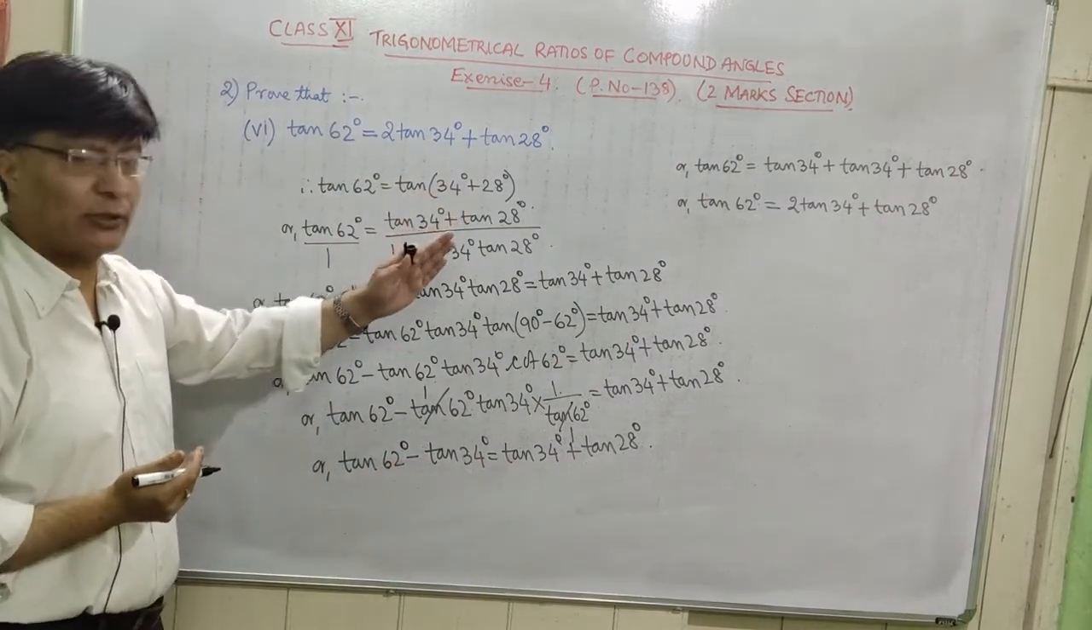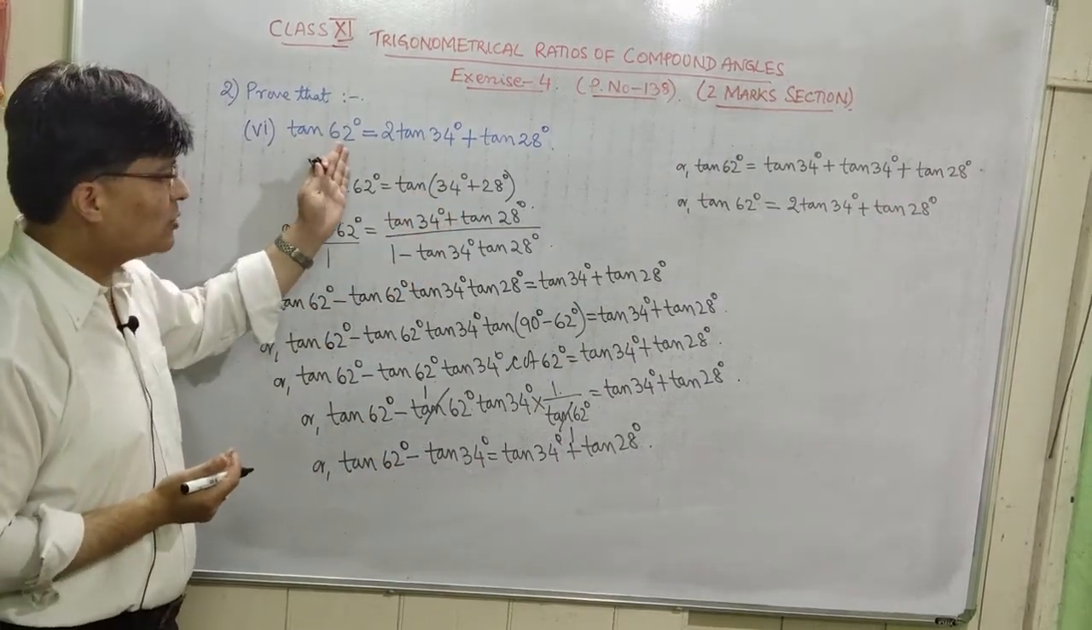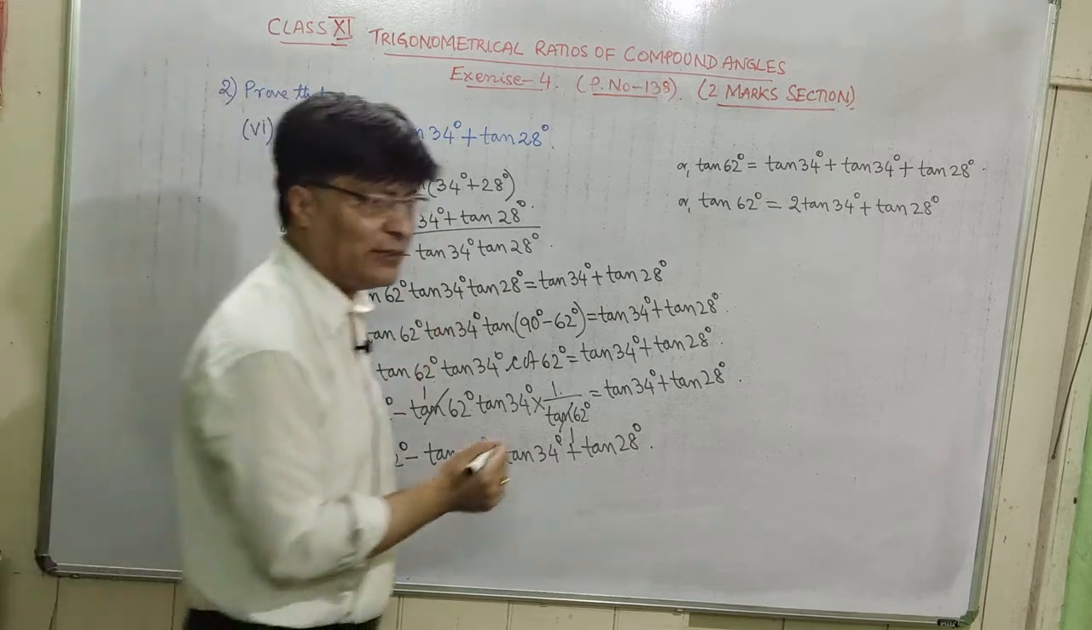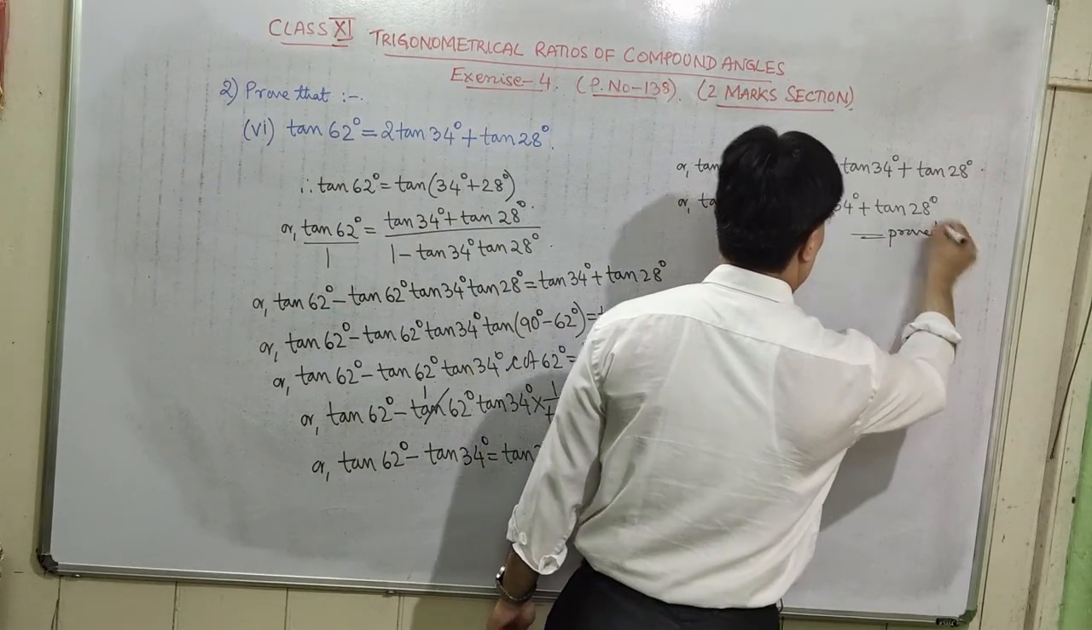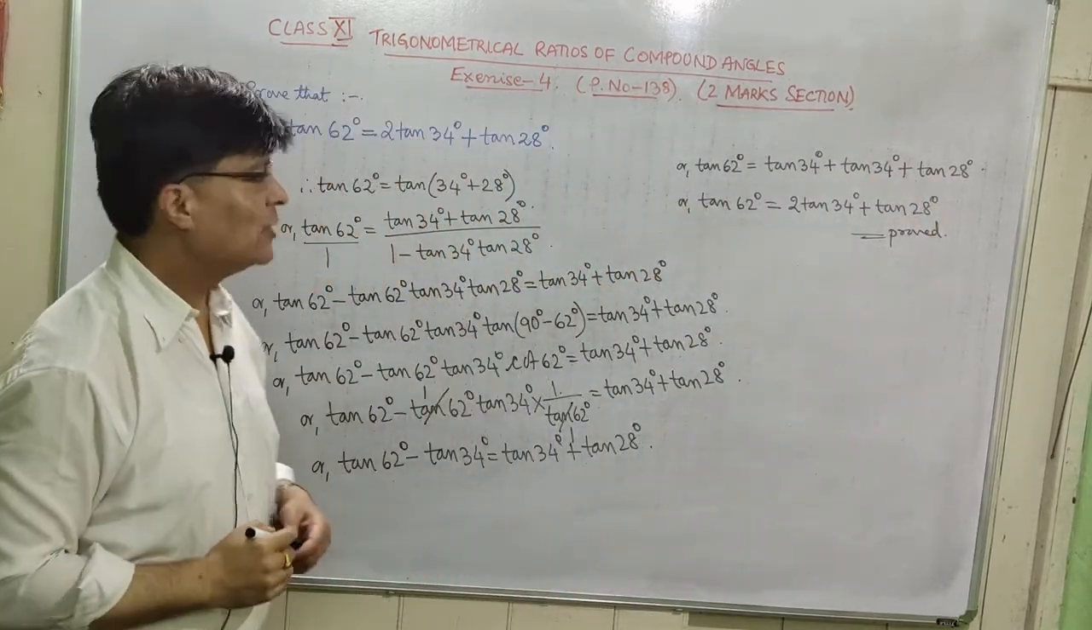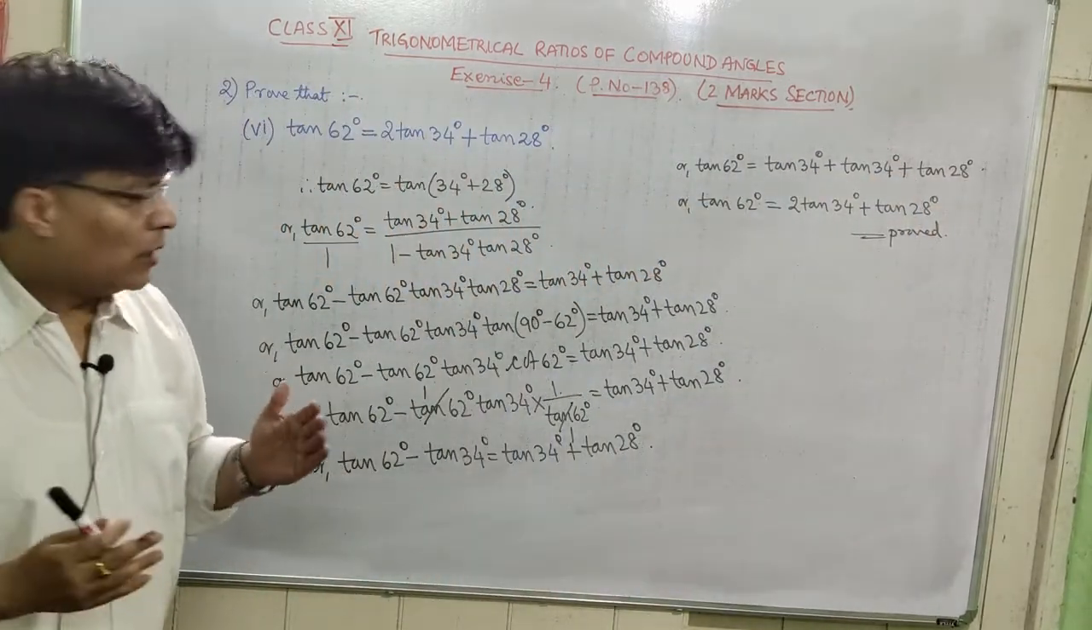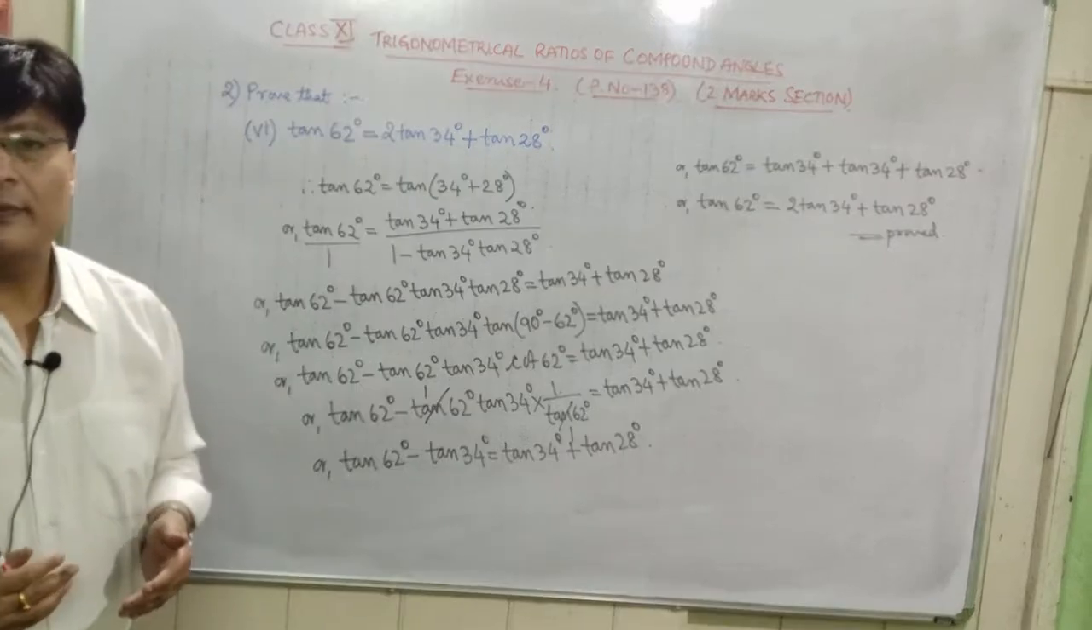We proved LHS is equal to RHS. That is tan 62 degree is equal to 2 tan 34 degree plus tan 28 degree. So we have done it, proved. So I think you have understood it. Okay, so you can copy it. So this much is for today.